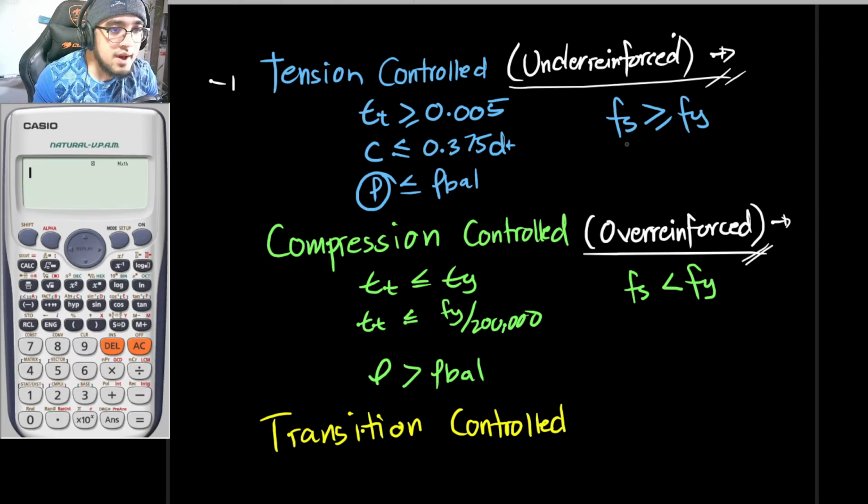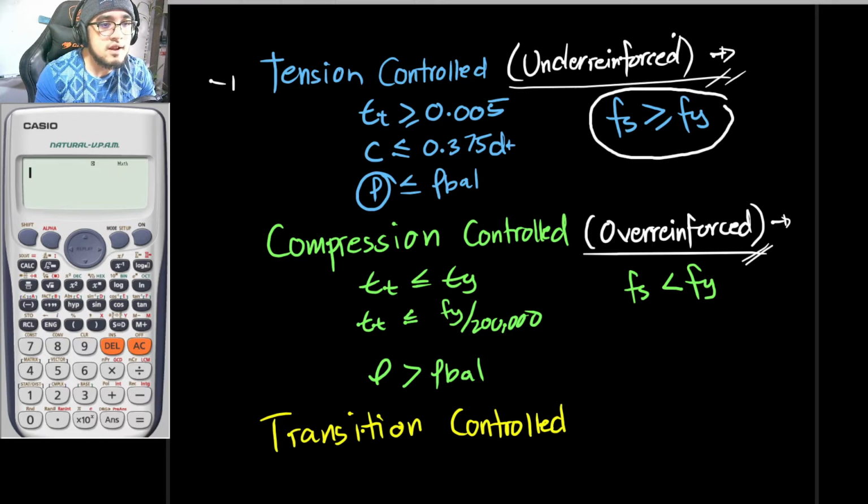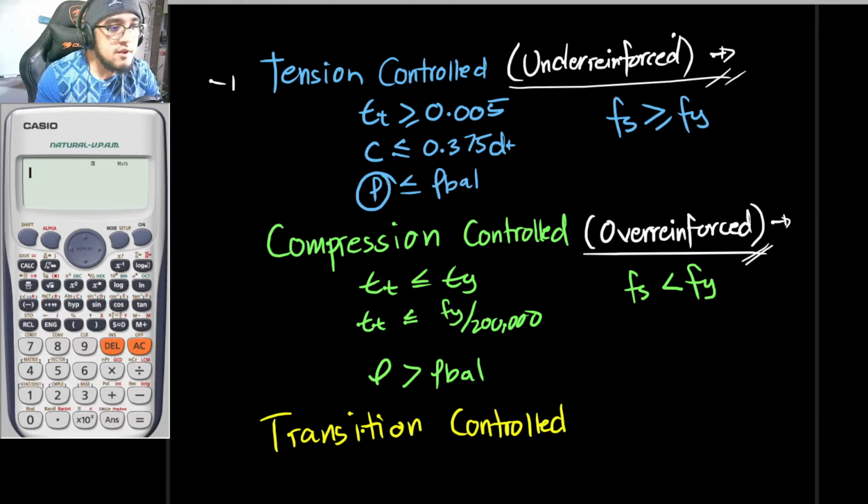Going back guys, as you can see here, fs is now greater than or equal to fy. This is our case here. And for your rho, rho is to be less than or equal to rho balanced. So you can actually compute for your rho already. Once again, your rho, for the nth time, is equal to As divided by bd.